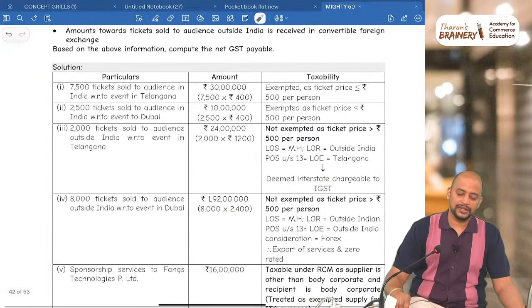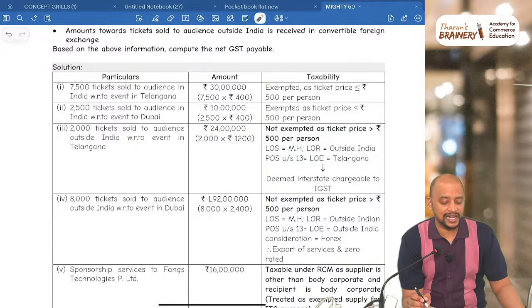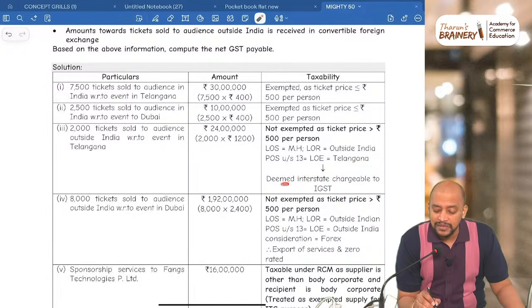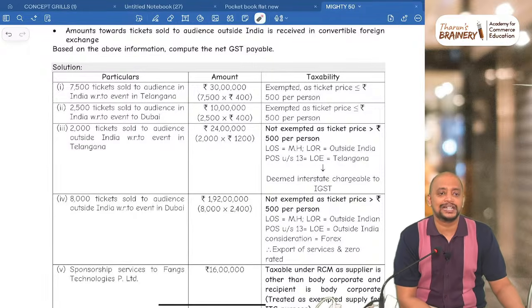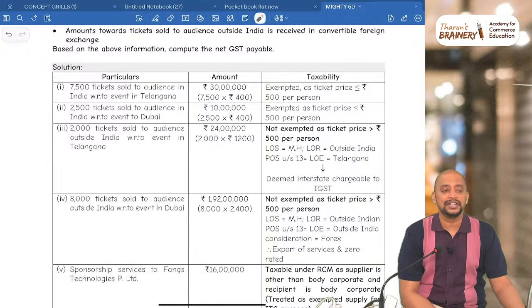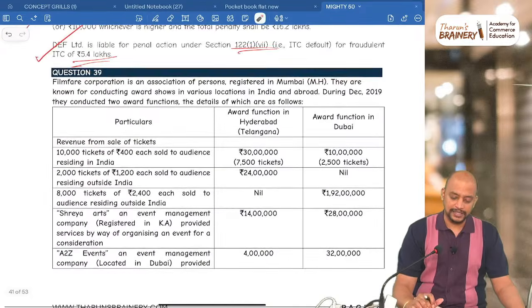So see there, 24 lakhs, not exempted as the ticket price exceeds 500. Supplier Maharashtra, recipient outside India, place of supply under section 13 is the location of event, that is Telangana, and it is deemed interstate supply chargeable to IGST. Why? If you are determining place of supply under section 13, it is deemed interstate supply.